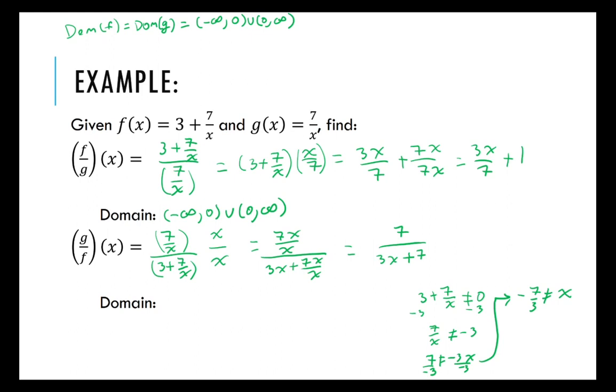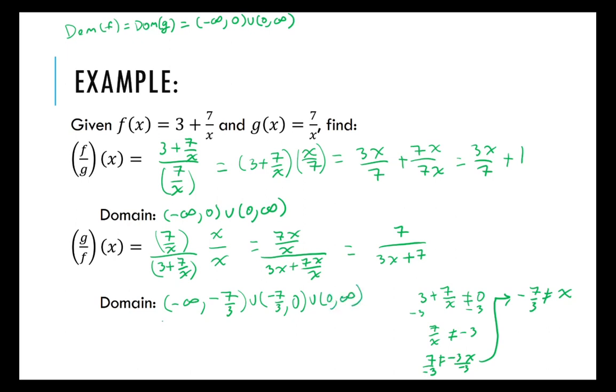And so remember that our initial domain is the domain of f intersect the domain of g, but since the domain of f and domain of g in this situation were the same, their intersection is of course the same, and so we just need to remove negative 7/3 from that. And so our domain is going to go from negative infinity up to negative 7/3, excluding, union, excluding negative 7/3, up to 0, excluding, union, excluding 0, up to positive infinity.